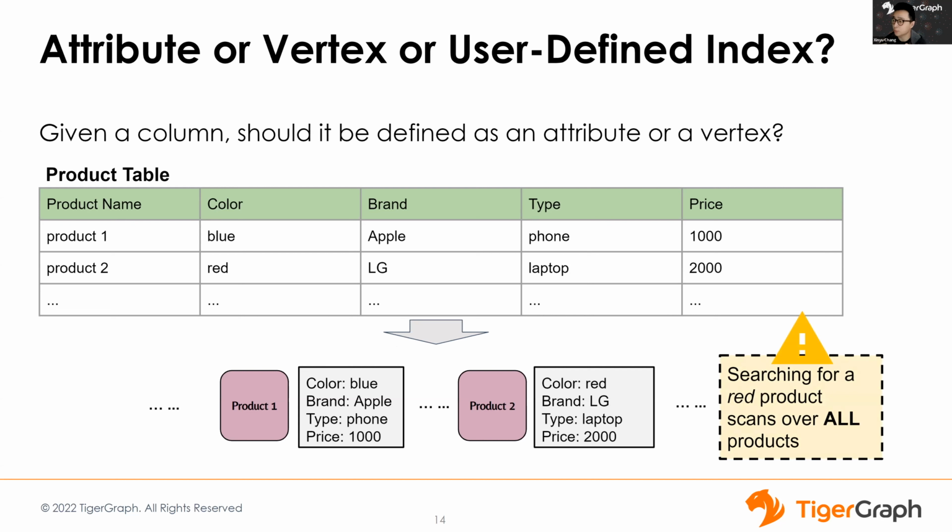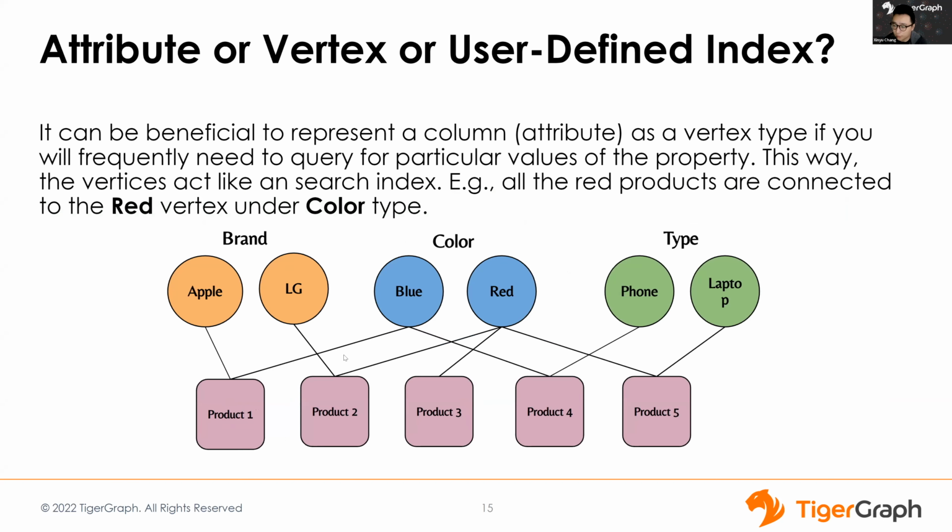Even if we handle everything in parallel, and can handle like 100 million vertexes in 1 second, still we don't want to make our operation so expensive, right? So in that case, when you frequently want to do filtering and query for some specific attribute, usually the better choice is defining it as a vertex or a secondary index. Now let's see what's the difference between them, right? So this is an example of how we define brand, color, and type as vertexes.